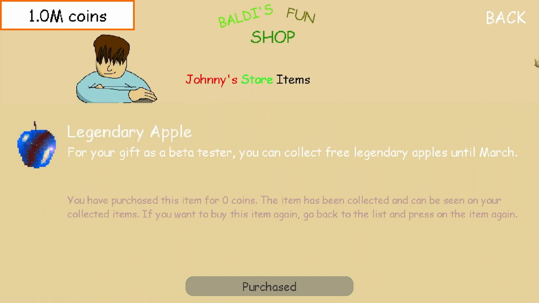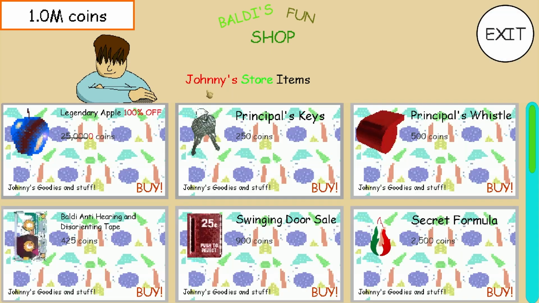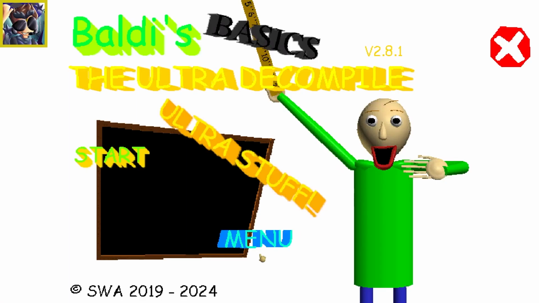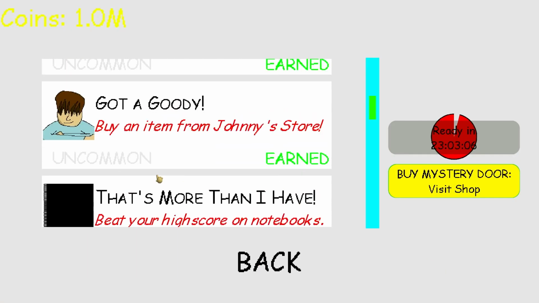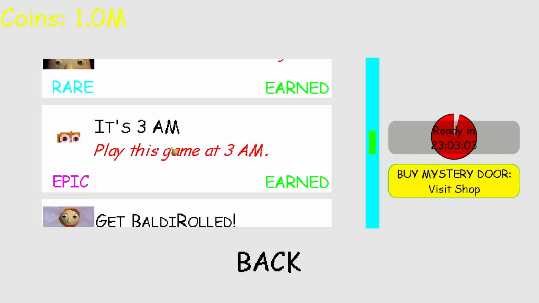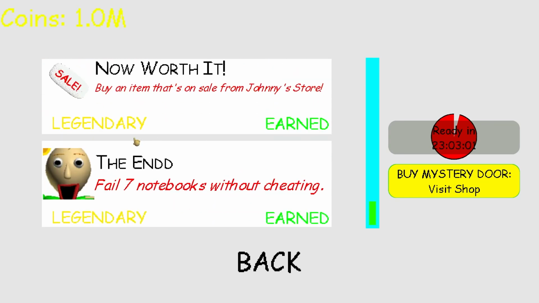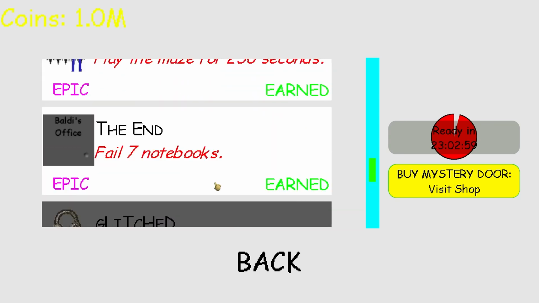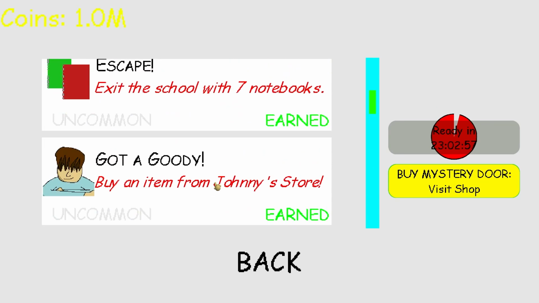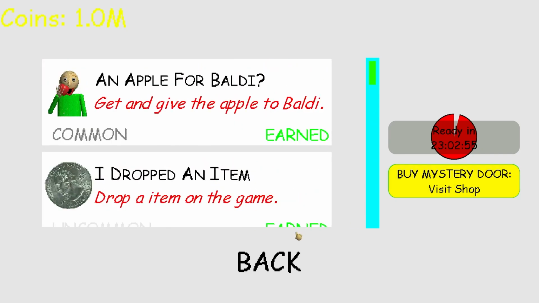Did I not just get that already? That achievement? Hold on, what the heck? That was weird. I got that achievement, I would have had that though. Welcome, Baldi Basics. I bought iron before, and now I got the achievement for buying items on sale, which I got already though. Okay, I guess not, maybe. Interesting, okay.